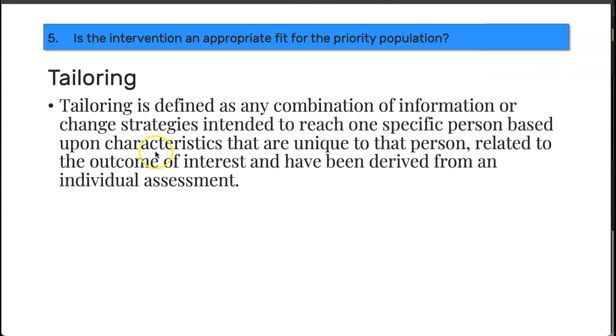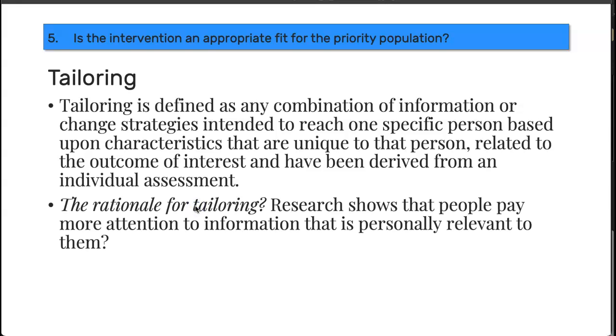Tailoring. Tailoring is defined as any combination of information or change strategies that is intended to reach one specific person based upon characteristics that are unique to that person. So essentially tailoring is designing an intervention that is going to be uniquely tailored for that particular person. And the rationale is that research shows that people are going to pay more attention to information that is personally relevant to them, which makes intuitive sense, right?